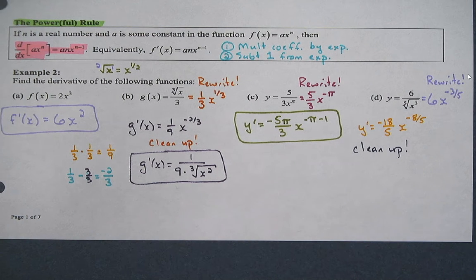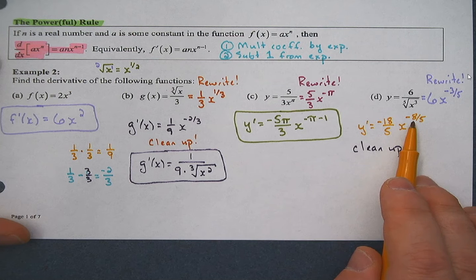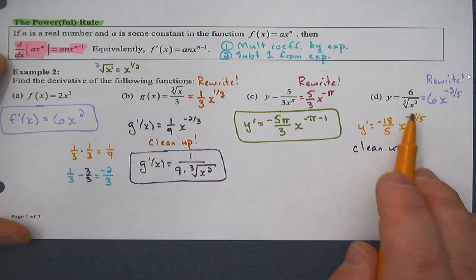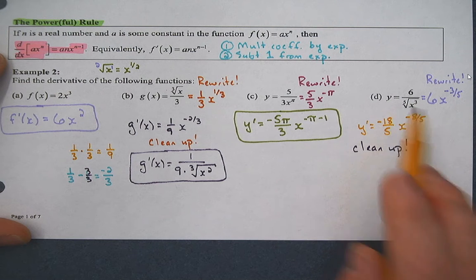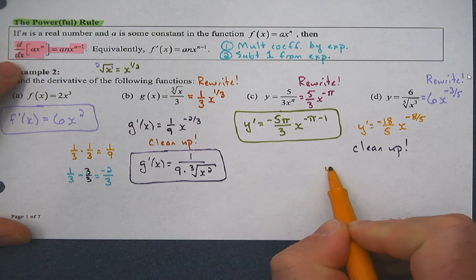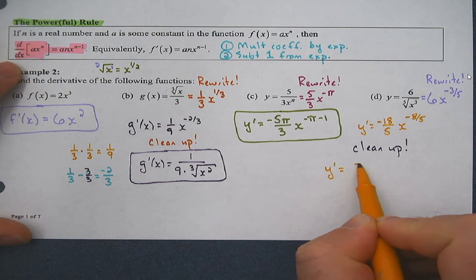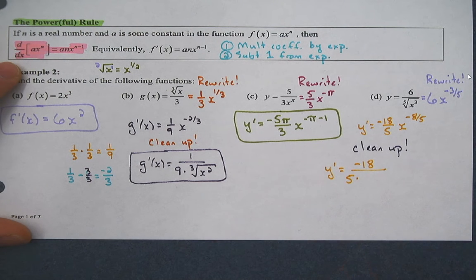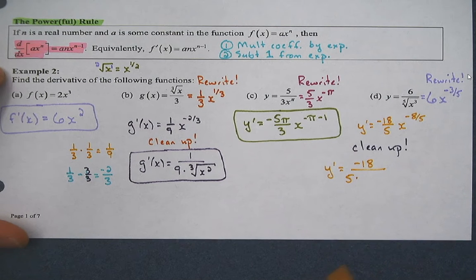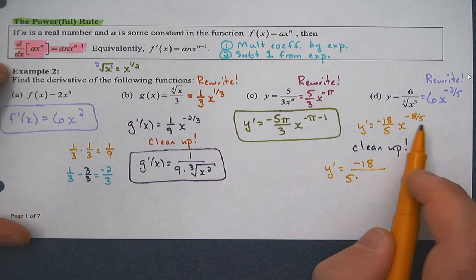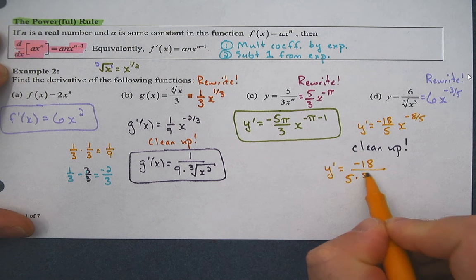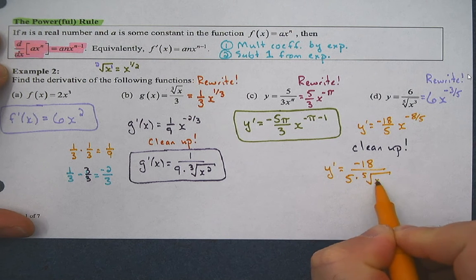So my cleanup, I've got a couple of issues. I've got the negative, that means bump to the bottom, and then I've got 8/5, which means I need to turn it back into its root format. So y prime would be equal to negative 18 on the top by himself. Then I've got the 5, and I like to put the multiplier symbol so that I know that these things are separate. Okay, the 8 is on the top and the 5 is on the bottom. That means the 5 is the root, so this is the 5th root of x to the 8th.